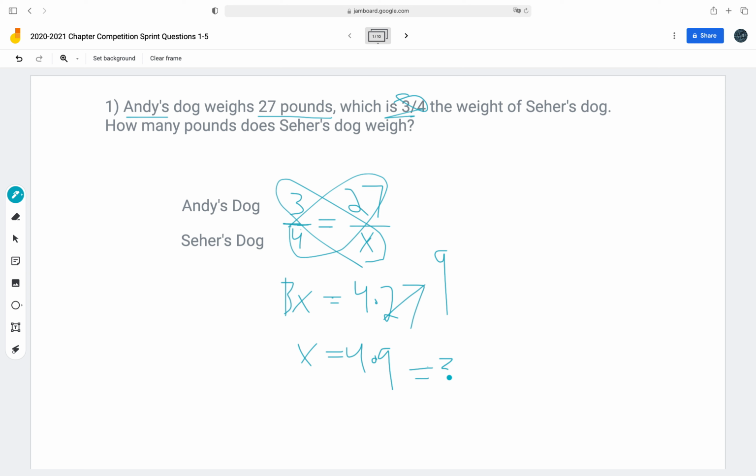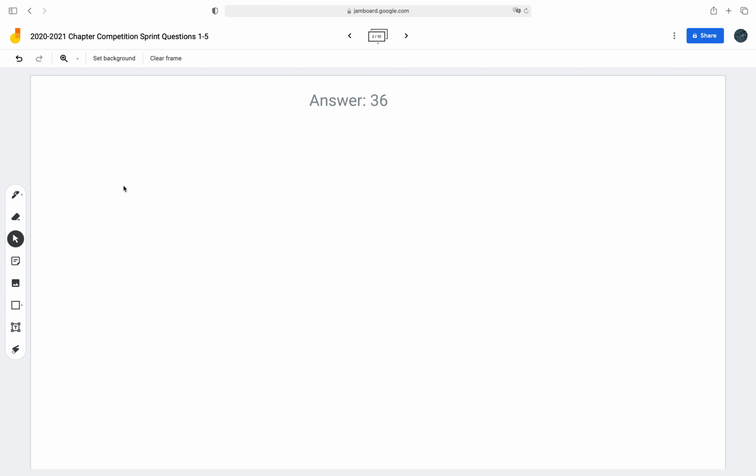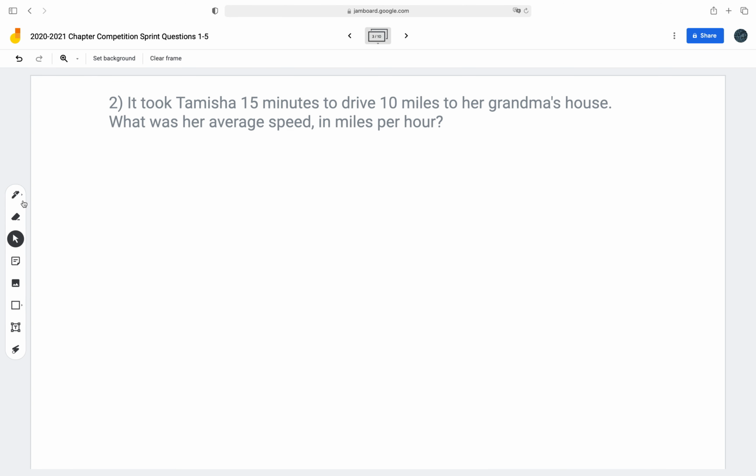What you could also do is, from the original problem, 27 divided by 3 is 9, sorry. And then 9 times 4 is 36. So I believe that is the answer: 36. All right, let's check it. And we are correct. The answer is 36.